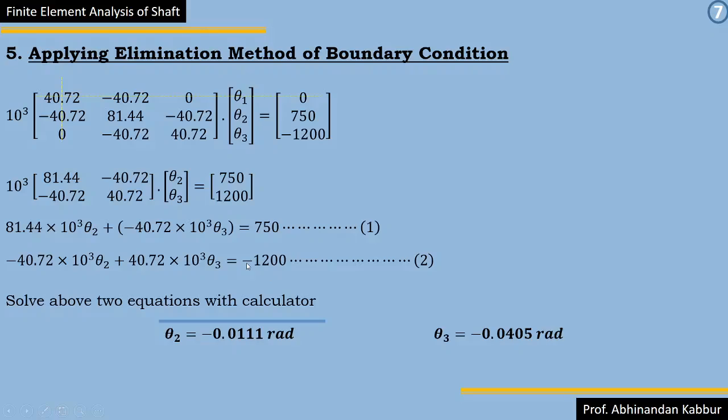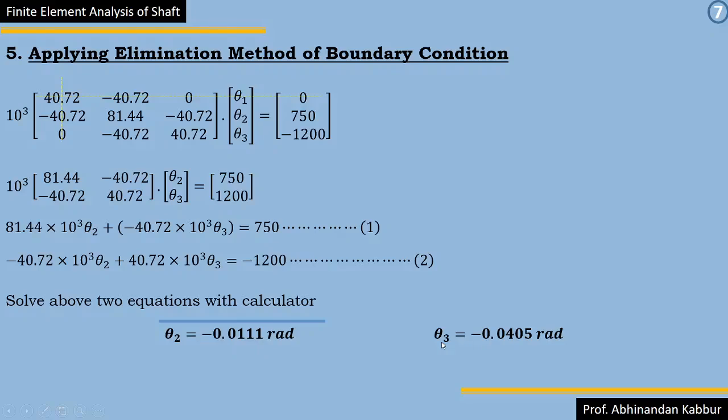That is my second equation. So as simultaneous equations, I can solve these two equations in the calculator to find the values of theta 2 and theta 3. After calculating, I am getting theta 2 as minus 0.0111 radians. That is the theta we calculated for the first portion in mechanics of materials.